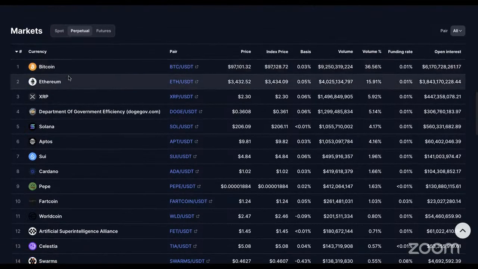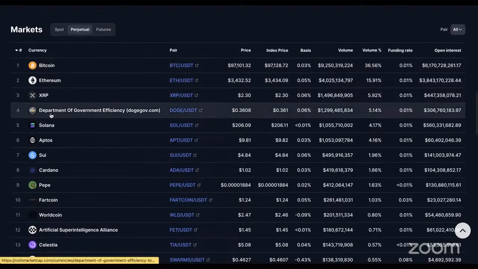Okay, now you look at the first 10 or first 20. Bitcoin is number one, the most traded in the market. Ethereum, Ripple. This particular one is where you want to pay attention. Department of Government Efficiency, Doge USD. Wow, I never knew that's the meaning of Doge. So this asset is madly in the market as of today, with a high trading volume of 5.14% in the entire 24 hours today.